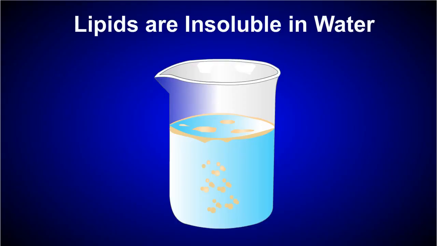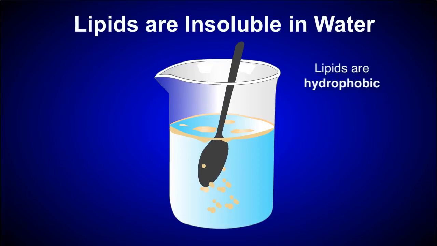For example, notice the yellow-colored oil in the beaker of water shown here? Even if we stirred this for several minutes, or even several hours, the oil would still separate out from the water. This is because lipids are hydrophobic. From Latin, the prefix hydro means water, and phobic means fear of. So when you hear that lipids are hydrophobic, this basically means that water and lipids do not mix.